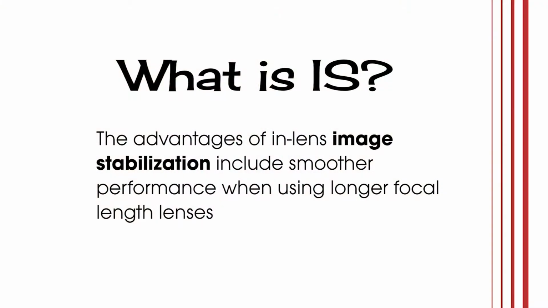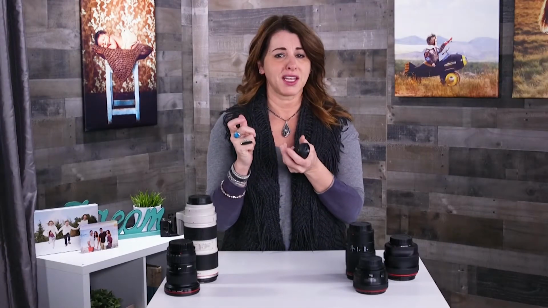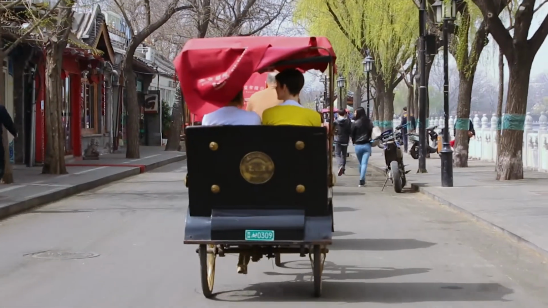Image stabilization is an incredible feature, especially if you're using a long telephoto lens. Nobody can really hold a camera steady by themselves, and IS is going to give you the ability to ensure that even if you're moving and you're running and gunning, you're going to have nice, stable shots.